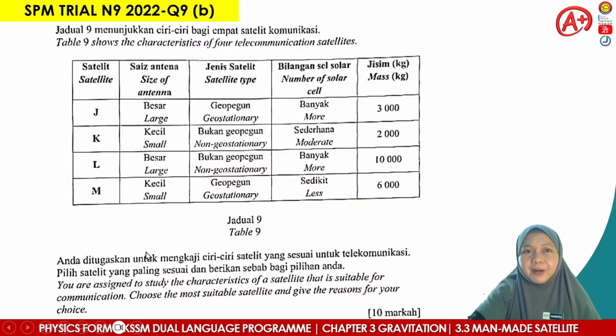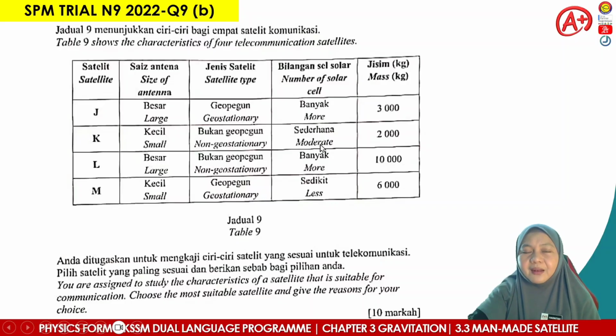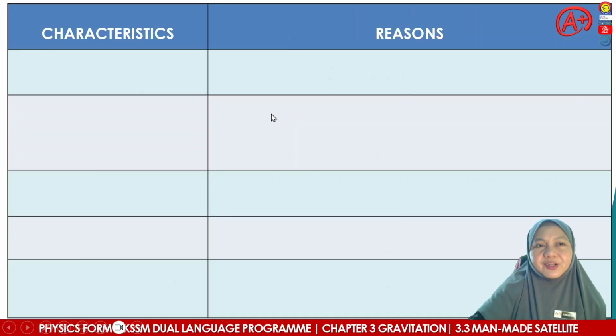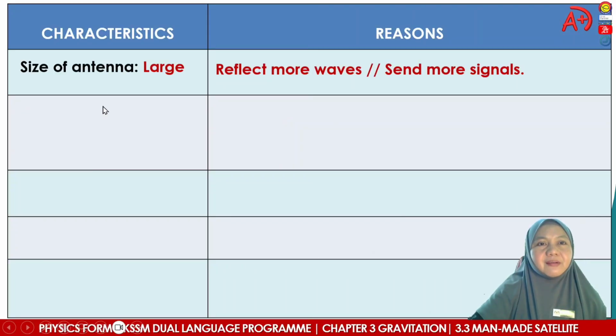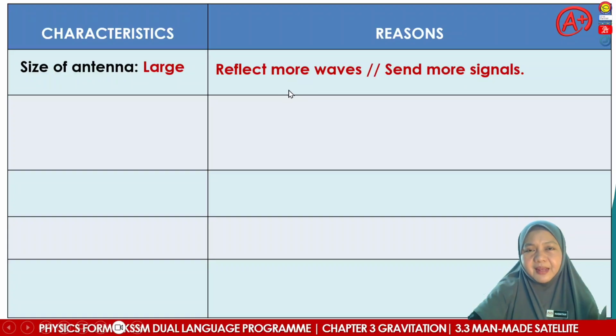Remember the technique I always tell you, so you can apply tick to pick here. We tick first. The size of antenna, large or small. The type of satellite, better to be geo or non-geo. Remember, telecommunication satellite, what type? And the number of solar cells. After that, we put our selection in the table. The first characteristic, large antenna. Why? So it can reflect more waves, meaning it can send more signal.